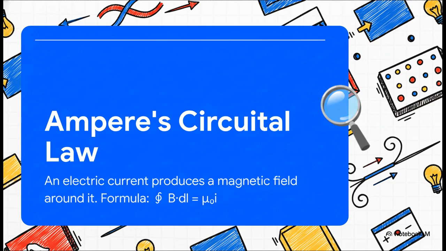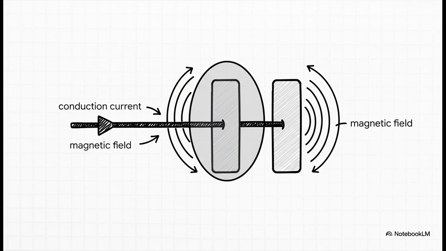An electric current, that's just charges flowing, creates a magnetic field that circles around it. And for a simple current-carrying wire, this works perfectly. It's clean, it's reliable. But Maxwell found a very specific situation where this simple law just seemed to break down completely.